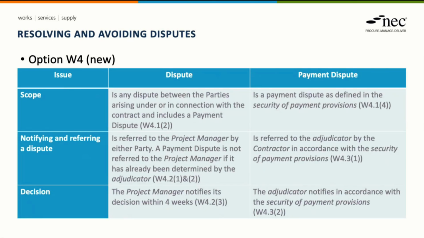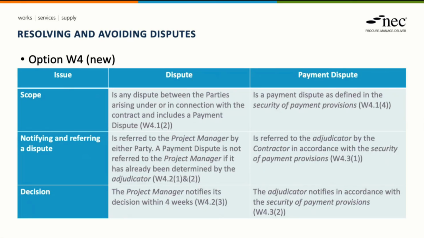I'm going to move on now and talk about dispute clauses and the new option W4. This option covers all types of dispute, including payment disputes as defined within the security of payment provisions. And the clauses describe the escalation process for each type of dispute. For any type of dispute, the first step is to refer it to the project manager for a decision, unless the dispute is related to payment and it has already been referred to the adjudicator.